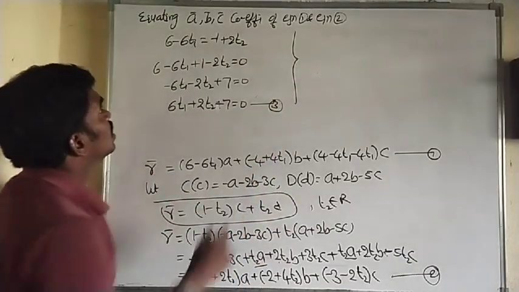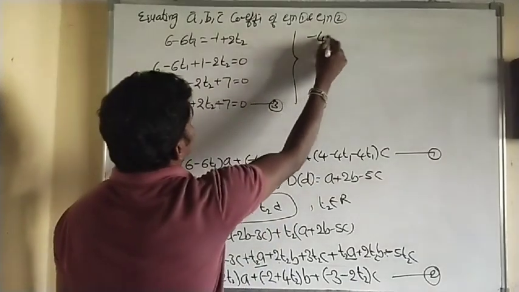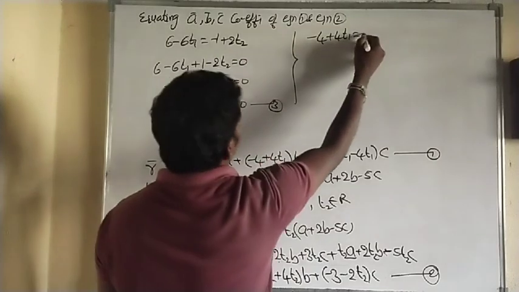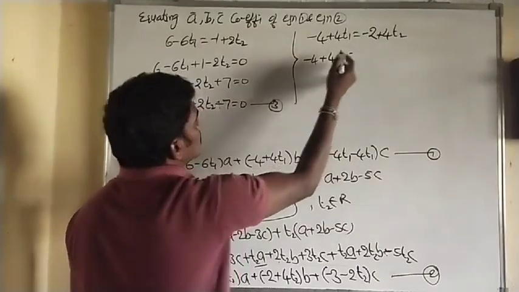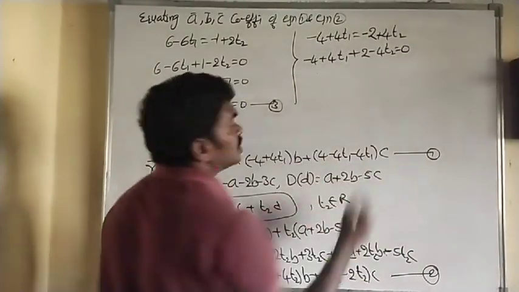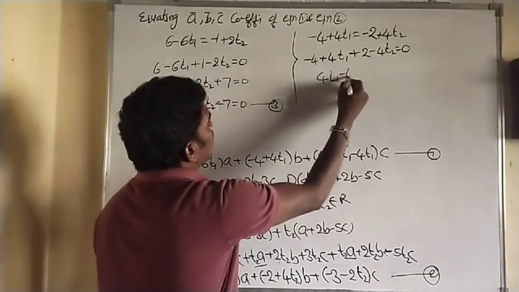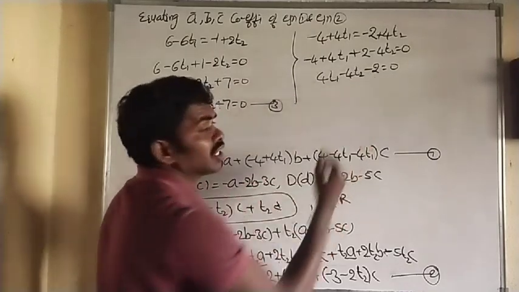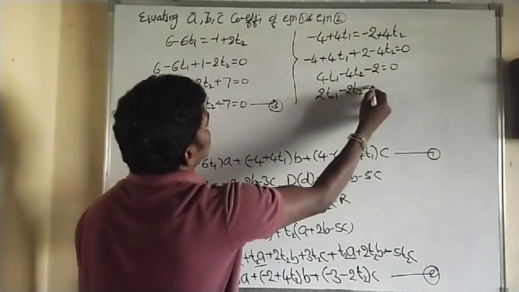Similarly, B coefficients, compare the B coefficient. Here, what is the B coefficient? Minus 4 plus 4t1. And in the second equation, what is the B coefficient? Minus 2 plus 4t2. So now minus 4 plus 4t1, left hand side as it is, bring the right side to the left side: 2 minus 4t2 equal 0. Okay. So now 4t1, bring to the left side minus 4t2. Already on the left side, minus 4 plus 2 how much? Minus 2. And moreover you can take 2 common. Yes, if you take out 2 common, then 2t1 minus 2t2 minus 1 equal 0.